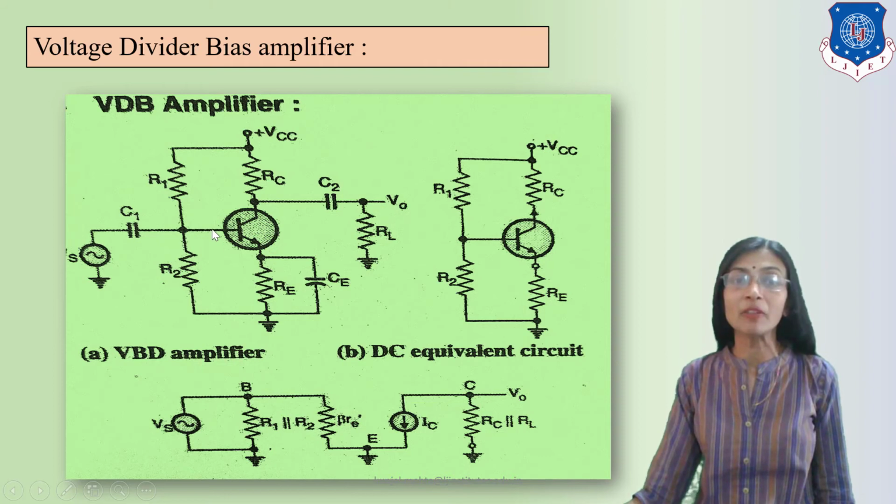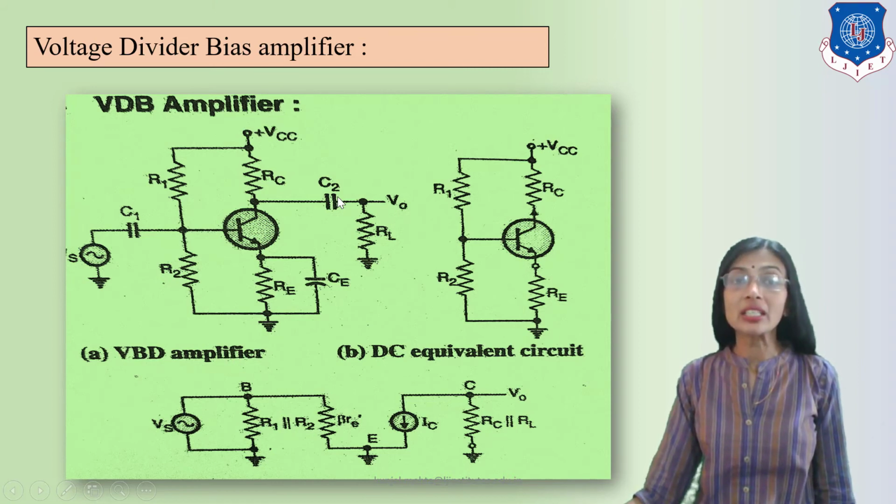Again I am repeating that VB or RB is divided into two portions across R1 and R2. Here I have used the R1 parallel R2 combination in place of RB. So this is the DC equivalent circuit. For VDB, simple, I have just considered that C1 and C2 are open circuited.